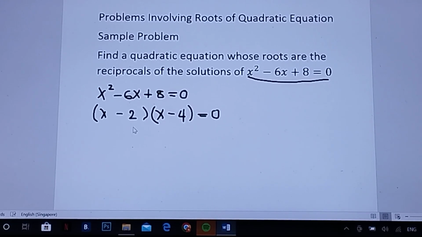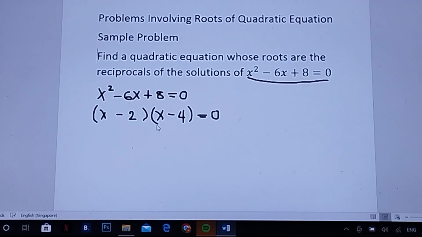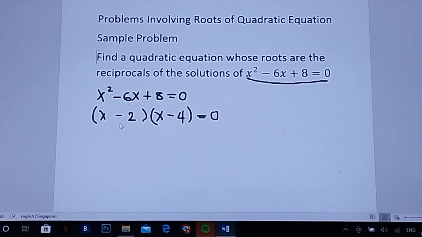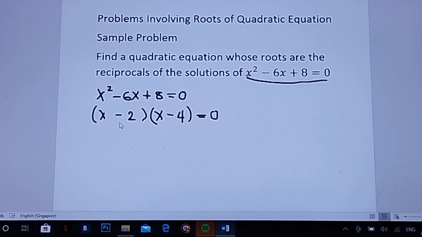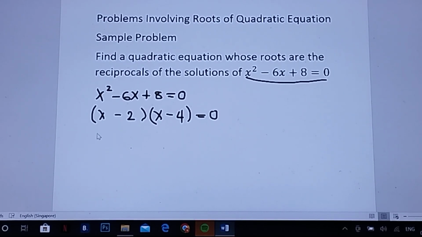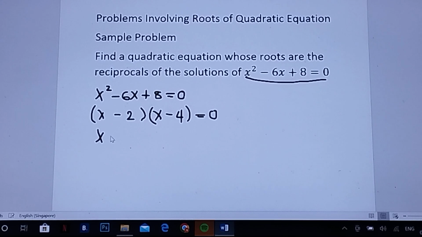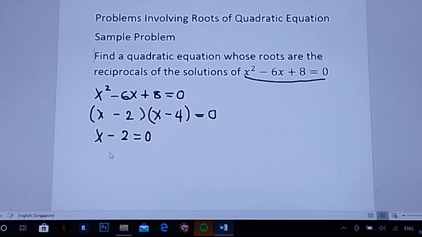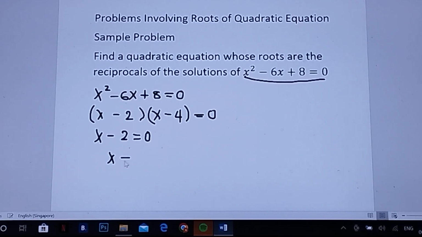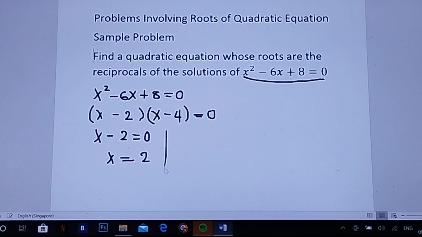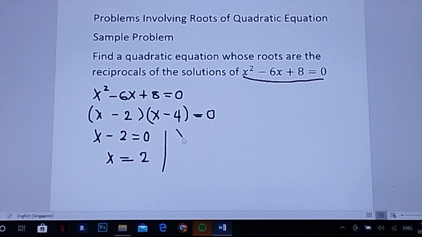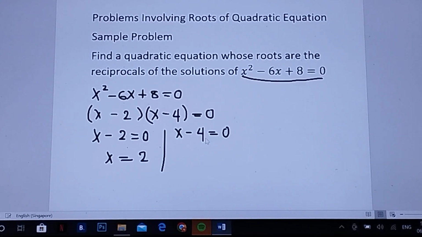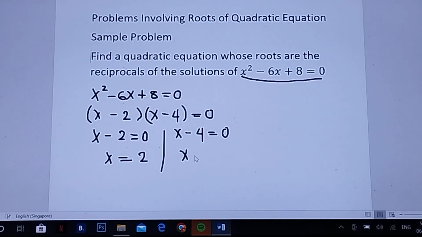Using the zero product property of real numbers, the product of two real numbers is equal to 0 if one of the factors is equal to 0 or both factors are each equal to 0. So we simply take x minus 2 equal to 0, then solve for x: x is equal to 2. The other one is x minus 4 equal to 0, then x is equal to 4.